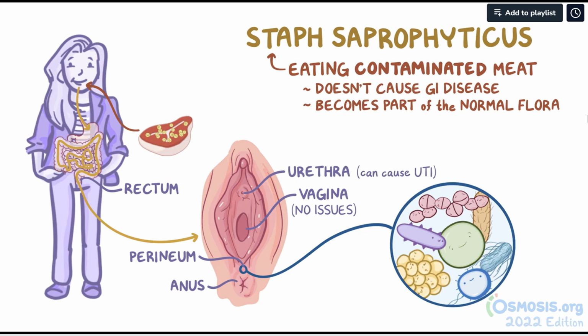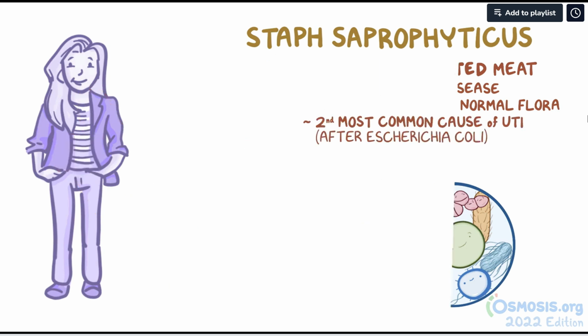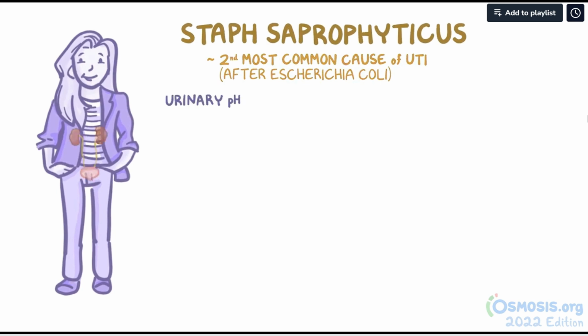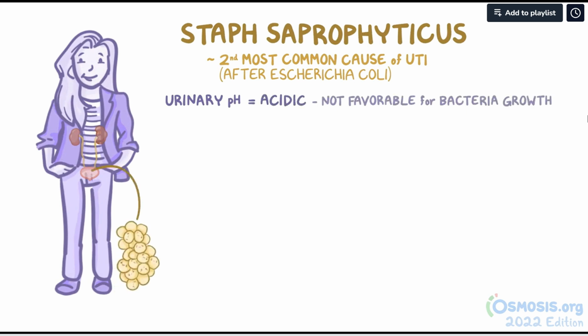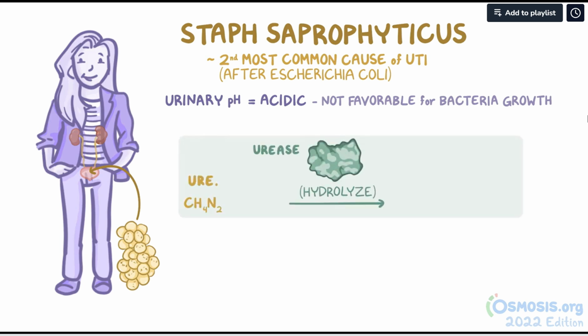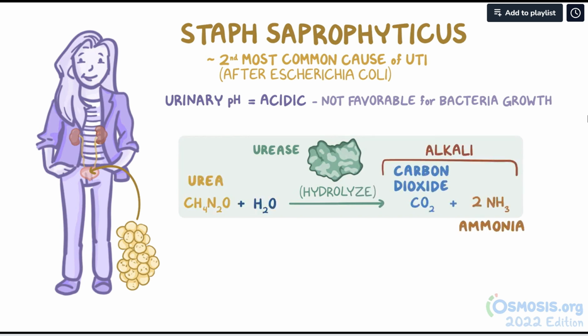In fact, Staph saprophyticus is the second most common cause of UTI after Escherichia coli. You see, the urinary pH is normally acidic, so it's not favorable for bacteria growth. But as soon as Staph saprophyticus gets into the urinary system, it uses urease to hydrolyze urea into carbon dioxide and ammonia, which is an alkali. So ammonia increases urinary pH until it's neutral or alkaline, favoring bacterial growth.